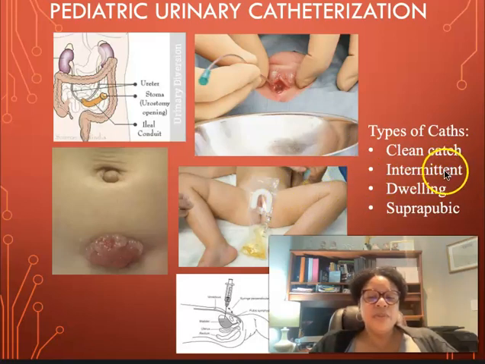Make sure you know the difference between intermittent and dwelling. Intermittent is when we basically are going to go in. So up here is a picture of an infant getting cathed with an NG tube, because we usually don't have Foley catheters that are small enough for our infants. So we use a sterile NG tube, and we catch it in a sterile container, not a bowl. We would actually use a sterile cup, and they are cathing a female, I can see.